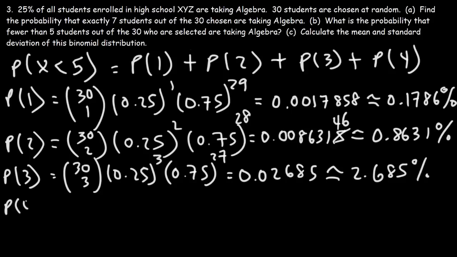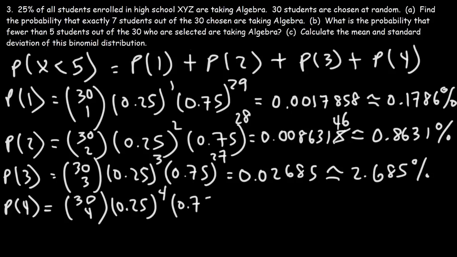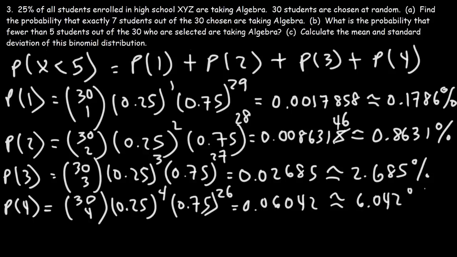Now, let's calculate P of 4. So it's 30C4 times 0.25 to the fourth power times 0.75 to the 26th power. So this comes out to 0.06042. So that's going to be 6.042%.